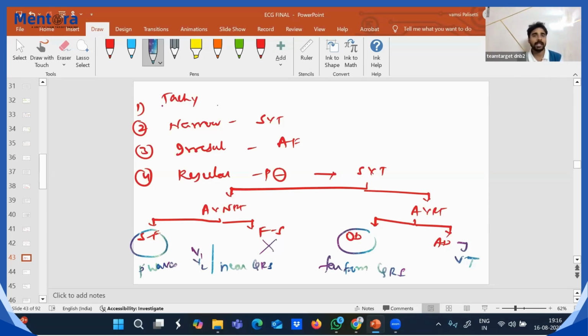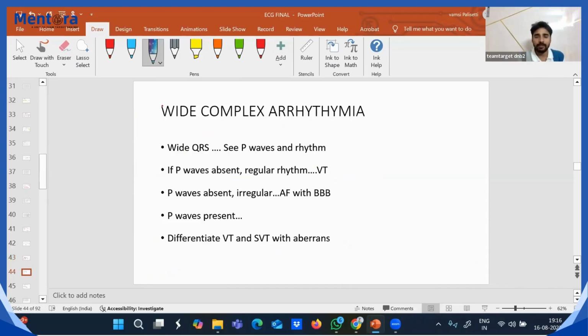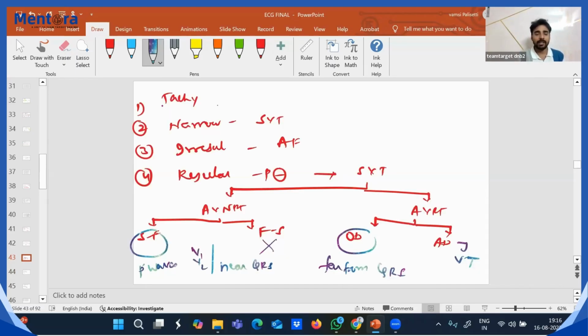So narrow complex tachycardia, regular, no PVCs, either AVNRT or AVRT. In the AVNRT, you have to differentiate slow-fast AVNRT. In the AVRT, you have to differentiate orthodromic AVRT. Just see for the P waves in V1, V2, and also lead II. If they're nearer to the QRS complex, that is slow-fast AVNRT. If they're far from the QRS complex, that is your orthodromic AVRT. Right? Clear? After this discussion, we'll go to the wide complex tachyarrhythmia.